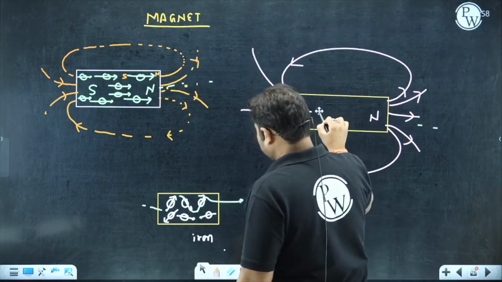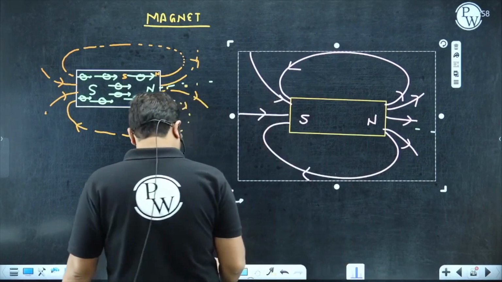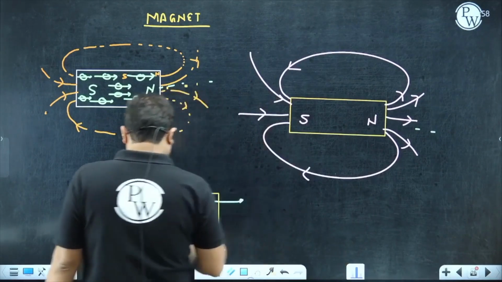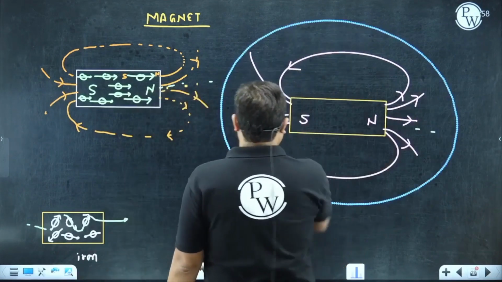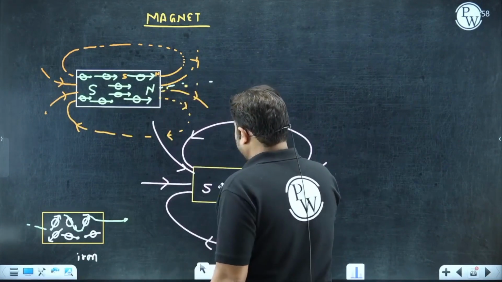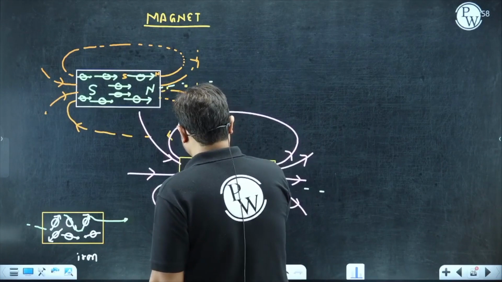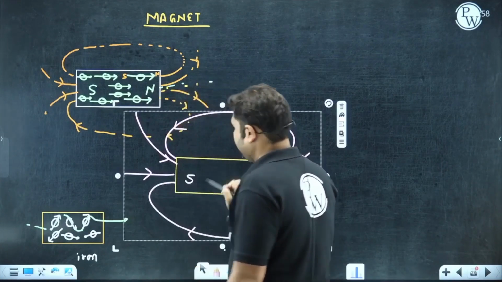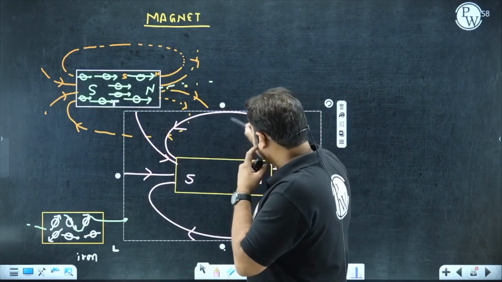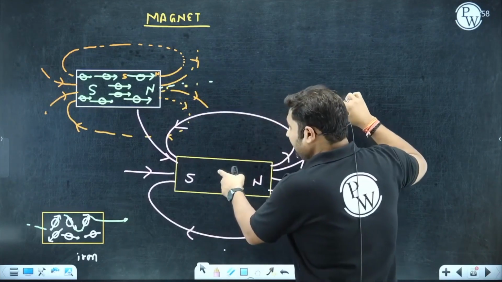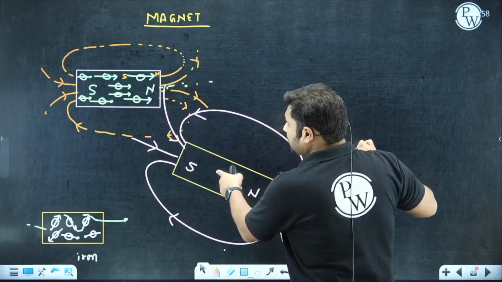Why, sir? Let us suppose we have a permanent magnet here. And we have a magnet here, and this magnet is hinged. If this magnet is hinged, it will remain on its axis but try to align towards the north.